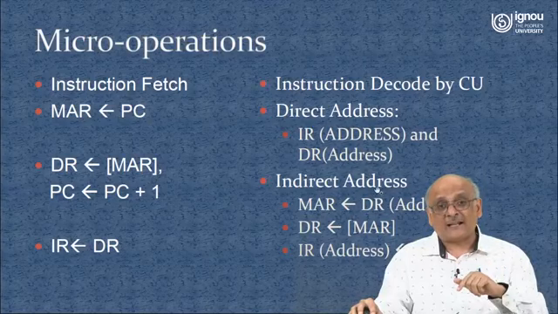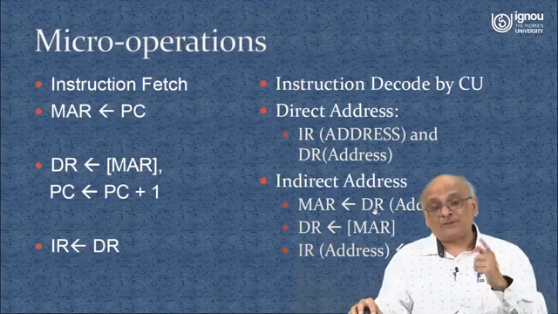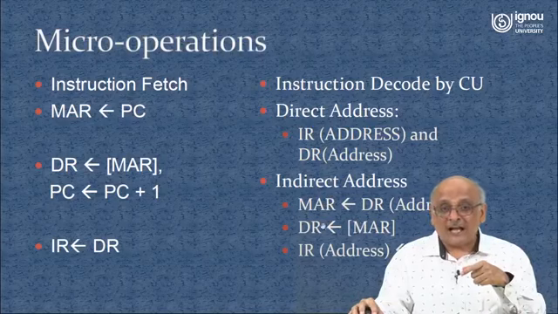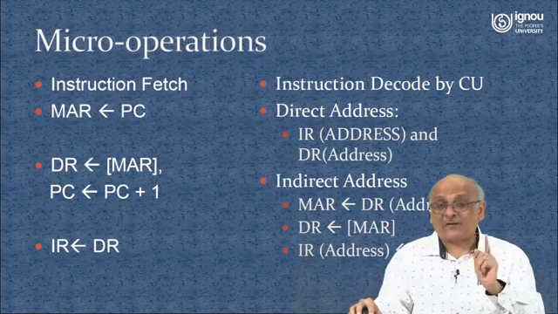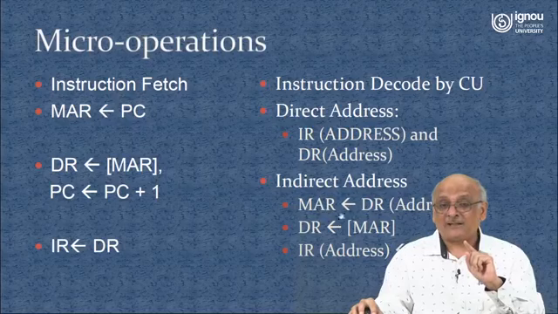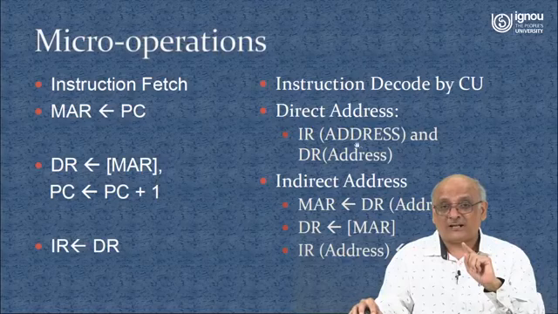However, if it is an indirect address, then the one which we showed, that is the memory location. So what will happen? That address will be passed on to MAR, and the data will be read. This time we are not fetching the instruction. This is the address of the operand, right? So the address of the operand is in the MAR register, and that memory location is now being fetched into DR.